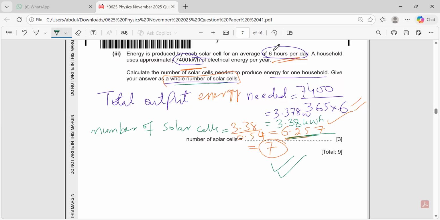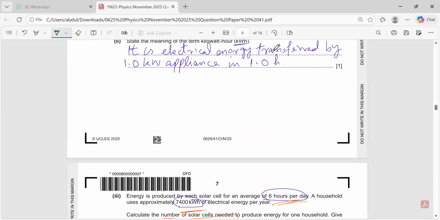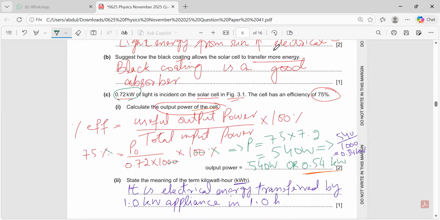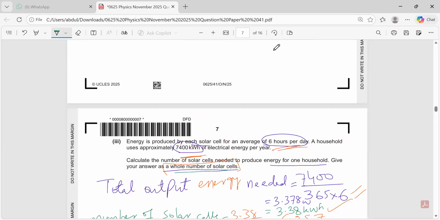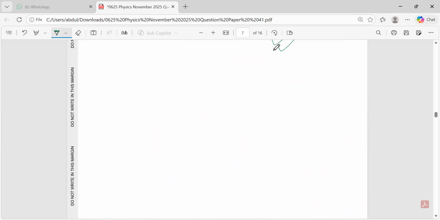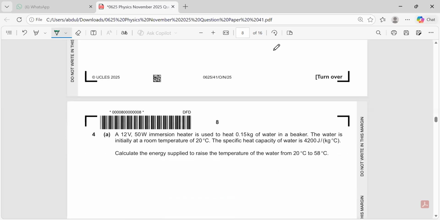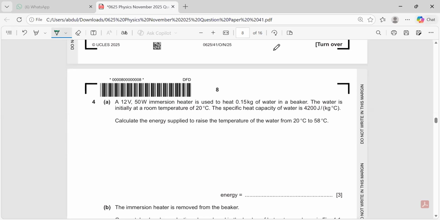Okay, so this is about the number of solar cells needed, and basically this is energy as well as thermal altogether questions. One or two things about thermal, but the rest is work, energy, and power. Now let's move forward, and that is a particular question of thermal physics. Now, a 12 volt, 50 watt immersion heater.